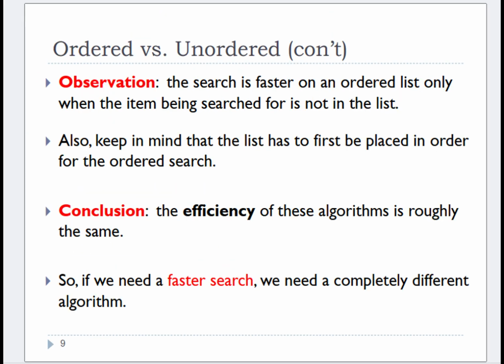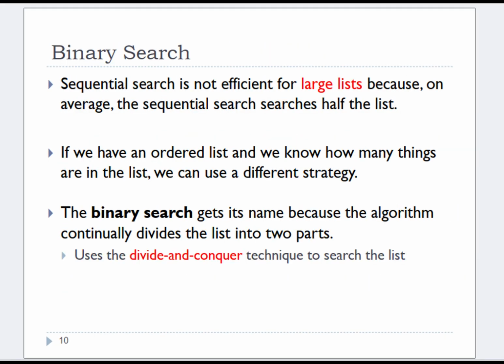Ordered versus unordered, continued. Observation: the search is faster on an ordered list only when the item being searched for is not in the list. Also, keep in mind that the list has to first be placed in order for the ordered search. Conclusion: the efficiency of these algorithms is roughly the same, so if we need a faster search, we need a completely different algorithm.